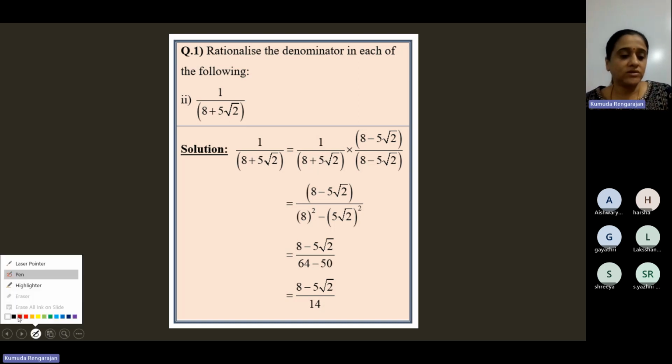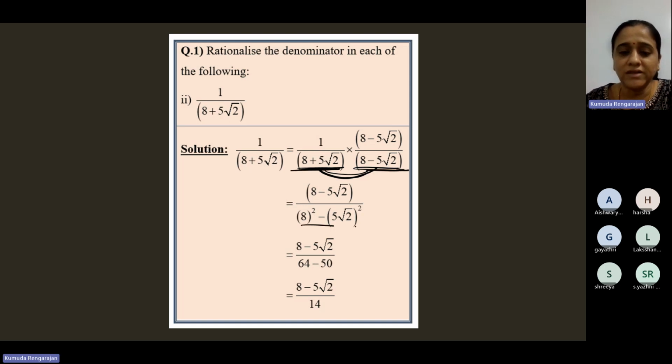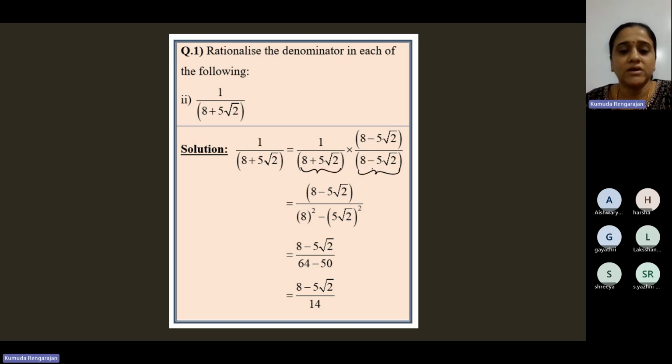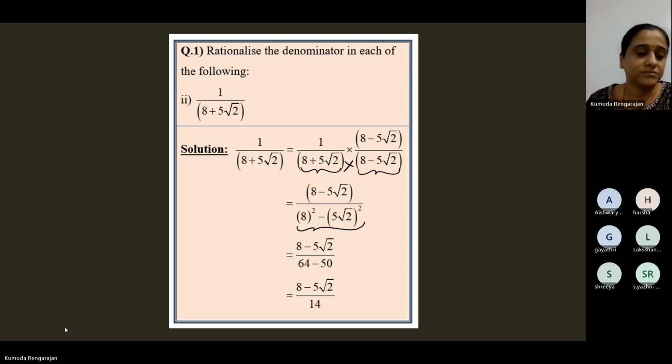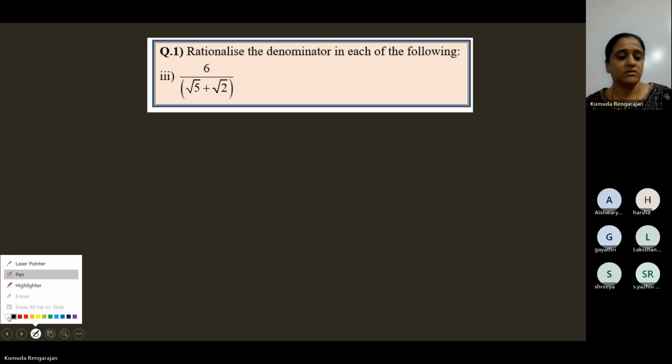So what's the identity we're using here to multiply the denominators? Tell me the identity completely, in the correct order. A plus B into A minus B is equal to A square minus B square. Okay, so this is A plus B, this is A minus B, and the product is A square minus B square. Try this by yourself.